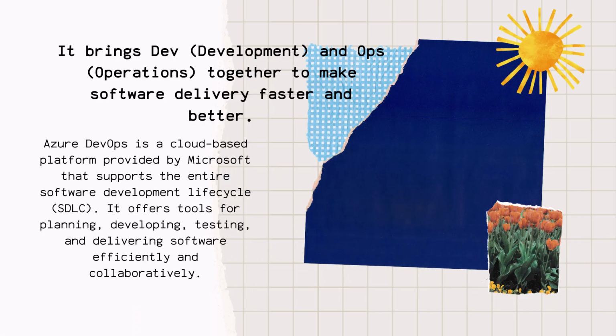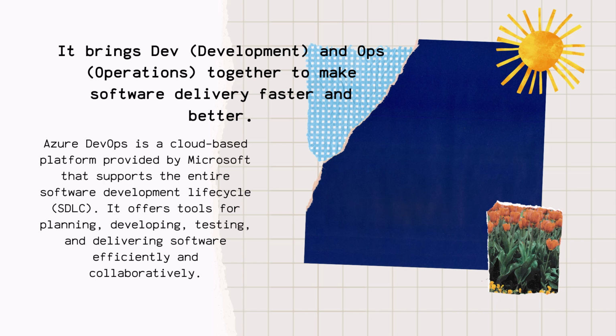It brings development and operations together to make software delivery faster. DevOps is a combination of two words, no? Development and operation. Earlier, there was a big wall between development and operation. Now, using DevOps, the wall has been broken.